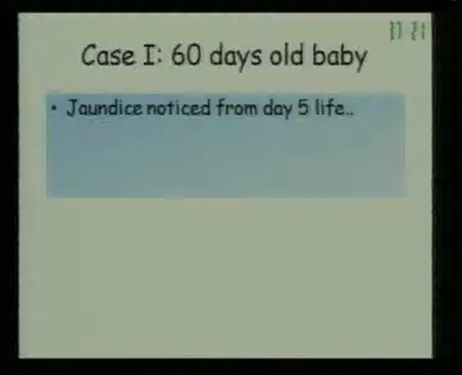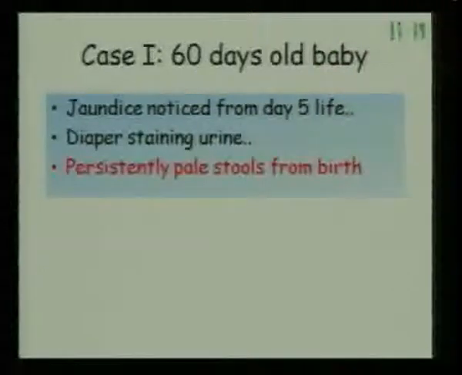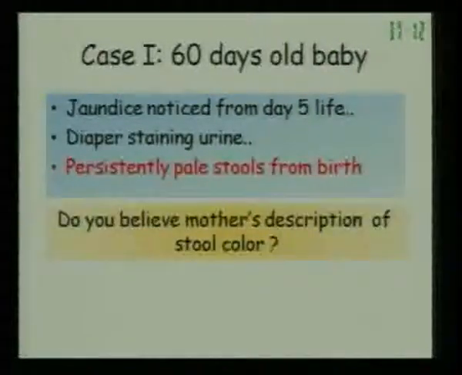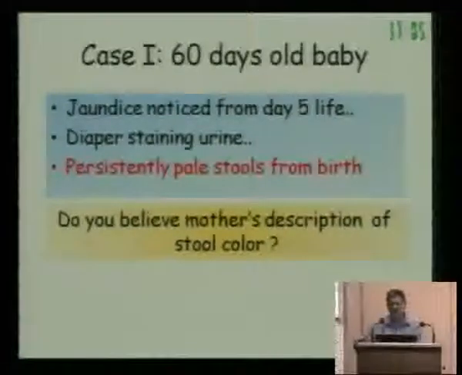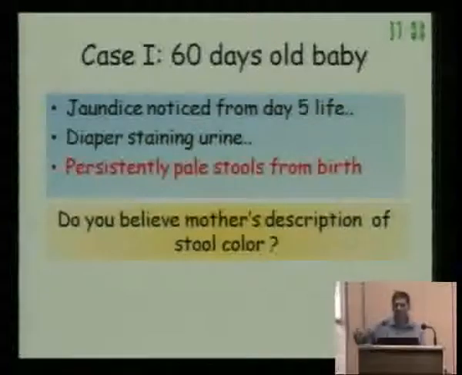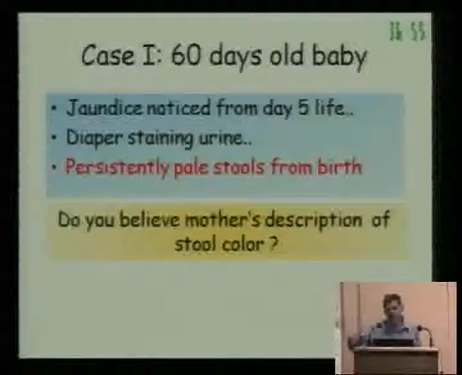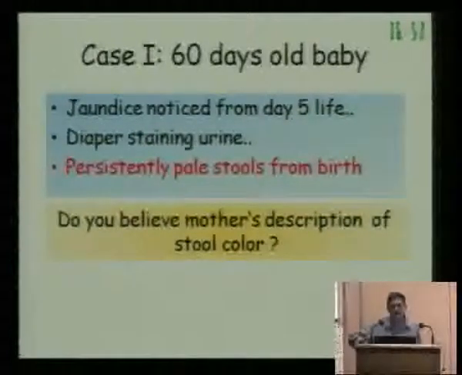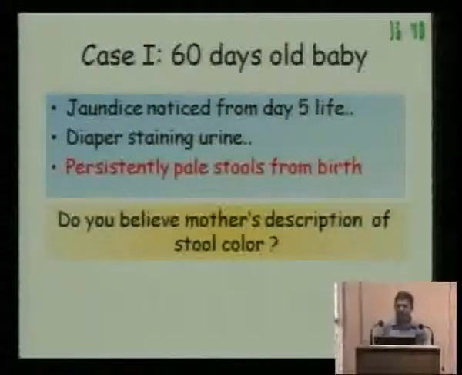We have case 1, with jaundice noticed from day 5 of life, diaper staining urine, and persistently pale stools from birth. Do you believe the mother's description of stool color? What is your response? She is saying your stool is pale in color, and she is telling you that diaper staining is there. Do you believe the mother's version or not, or would you like to do something more? Believe. Okay. So your response is that you will take it as it is.